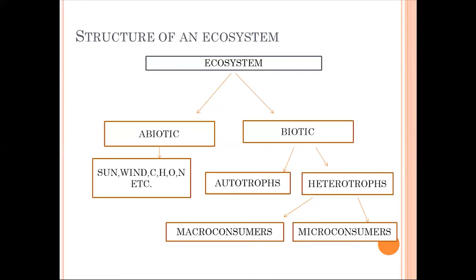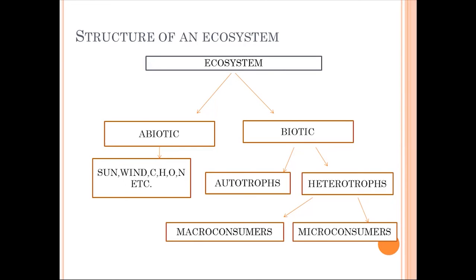Structure of an ecosystem. An ecosystem comprises mainly of two components. First component is abiotic component and the second is biotic component. Abiotic components are the non-living factors of the environment, whereas biotic component comprises of the living organisms such as plants, animals, microbes.